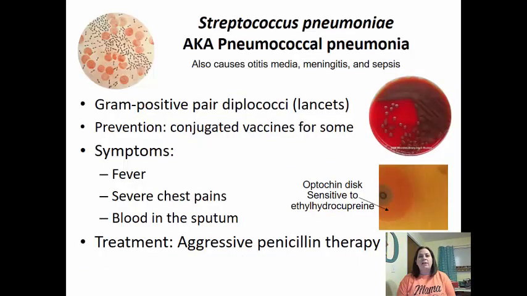So taking a look here at the Streptococcus pneumoniae, this is also known as pneumococcal pneumonia. This is going to cause potentially middle ear infections, as well as could cause meningitis and sepsis. This is a gram-positive bacteria. It does have paired diplococci. This makes a form of what looks like lancets. We also see prevention can be used with conjugated vaccines for some of these types. The symptoms of this pneumonia are going to be fever, severe chest pains, and blood in the sputum. Treatment is aggressive penicillin therapy.